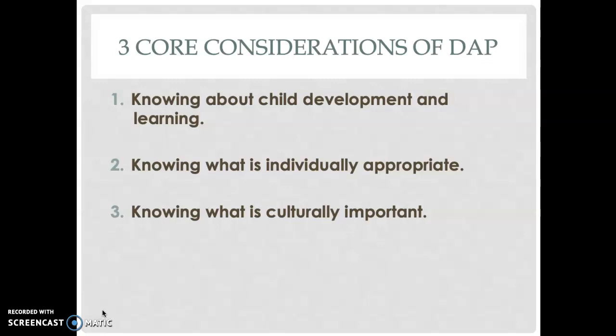Number two, knowing what is individually important. This is where the child is at developmentally, not just what numerical age they are. This is focusing on the individual child and their own personal development. And this comes through true, authentic, and careful observation and relationships.